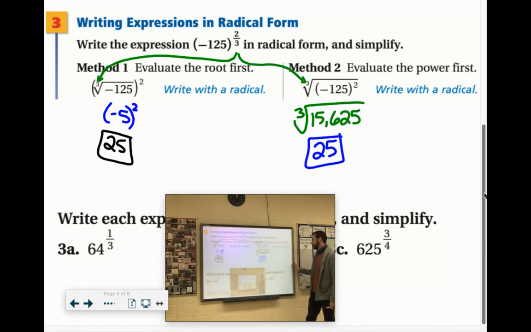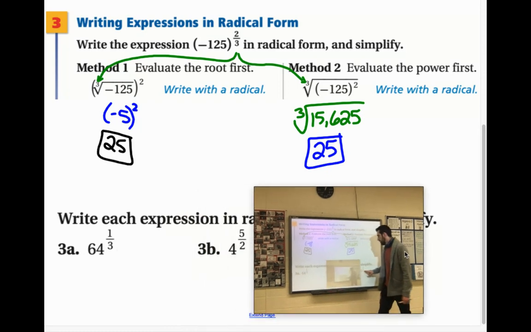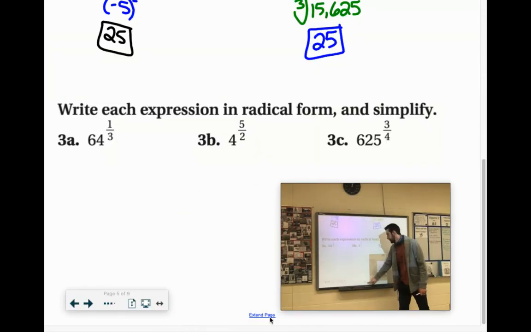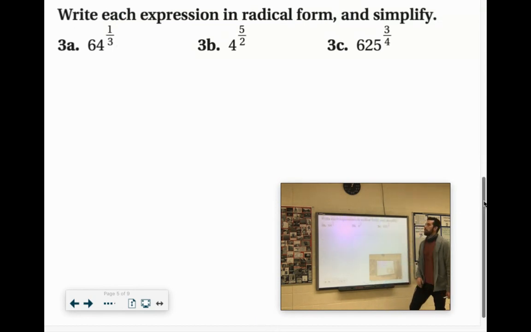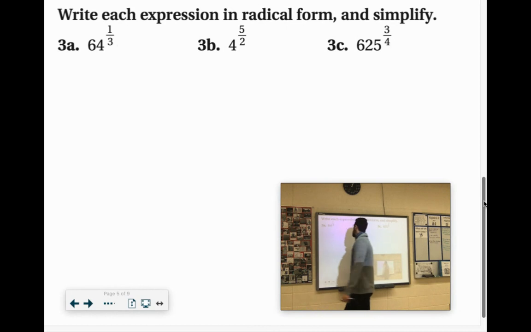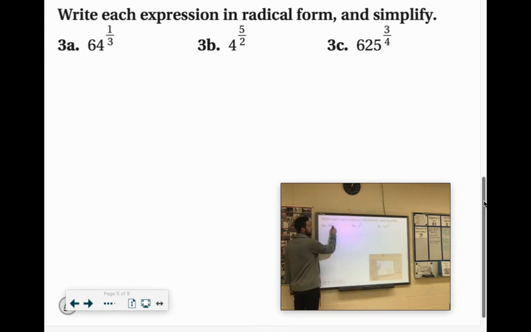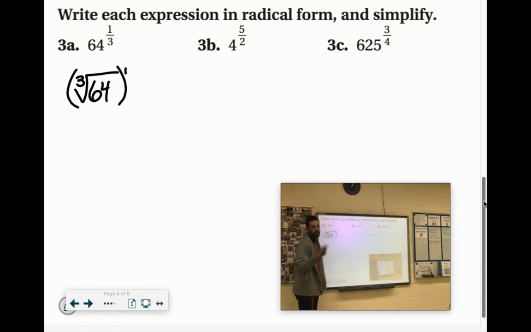So, let's find the hardest ones we can down here. Let's just go over all three of these together just because I love you guys and I care about you. 64 to the 1/3 power. So remember, the 3 becomes the root we're looking for. So we're looking for the cube root of 64 to the first power. I know, we don't even need to write the 1.